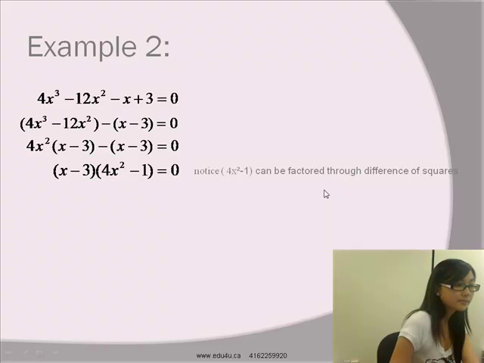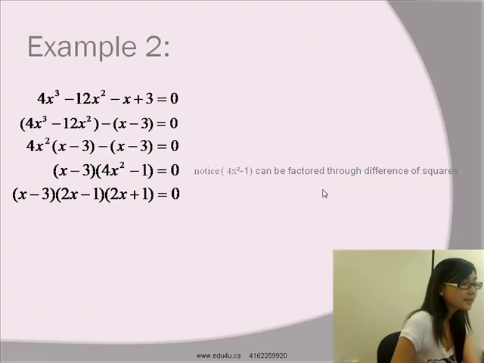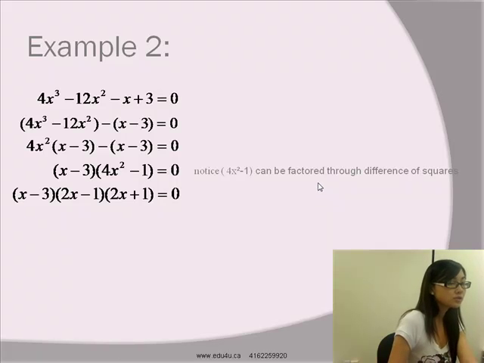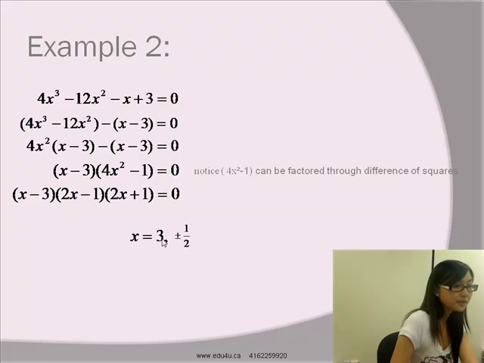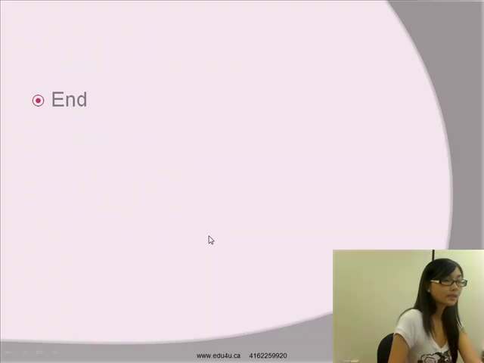Notice then that 4x squared minus 1 can be factored through difference of squares. So we'll get x minus 3, in bracket, times 2x minus 1, in bracket, times 2x plus 1, in bracket, equals 0. It's pretty obvious from here how you can solve. We know that x minus 3 has to be equal to 0, so x equals 3, or x equals positive 1 over 2, or x can equal negative 1 over 2.